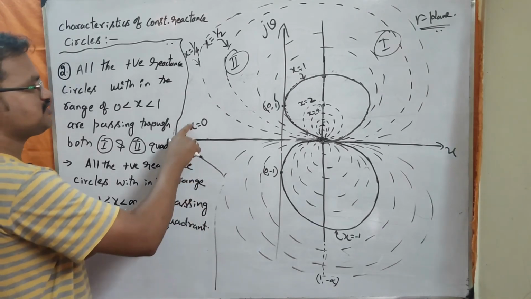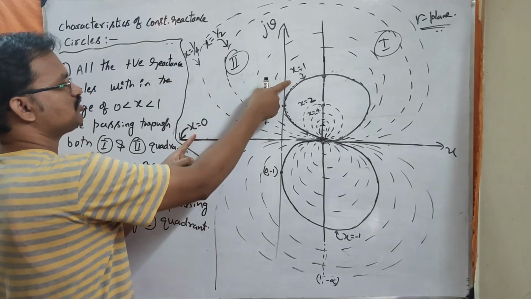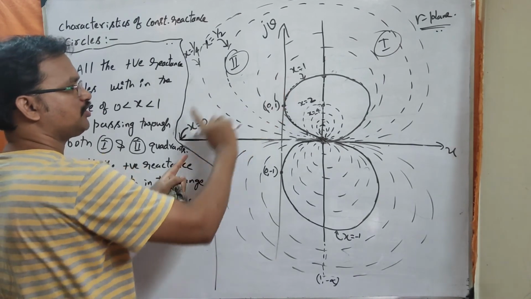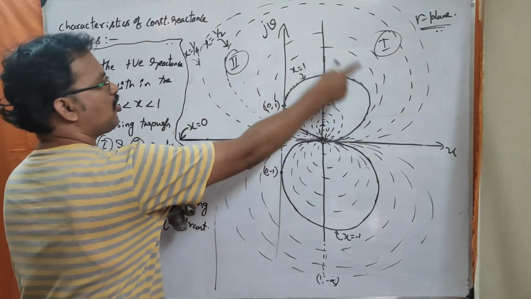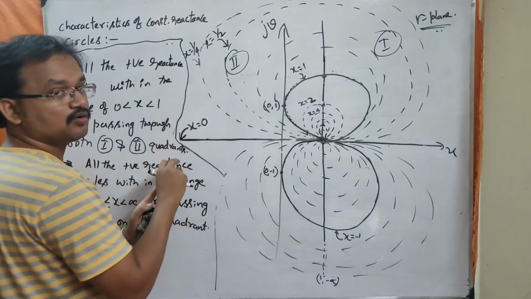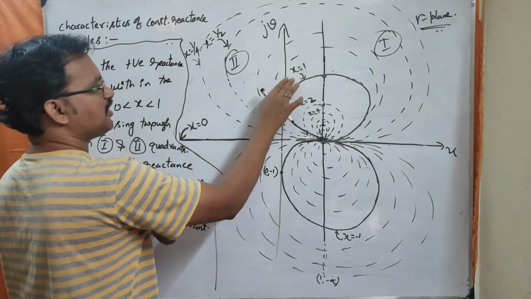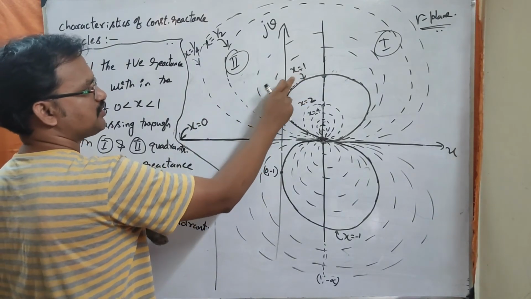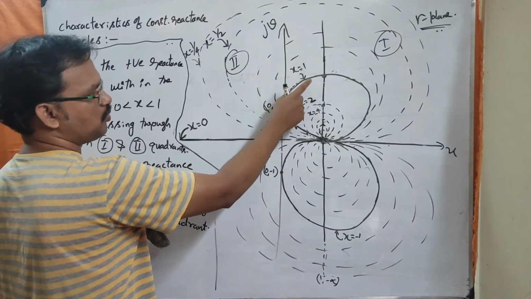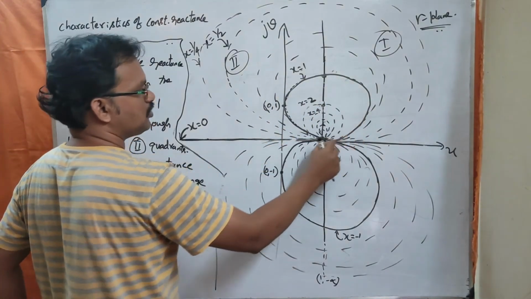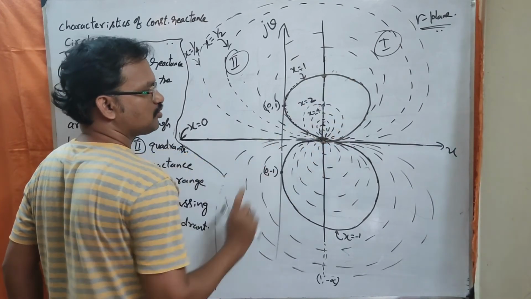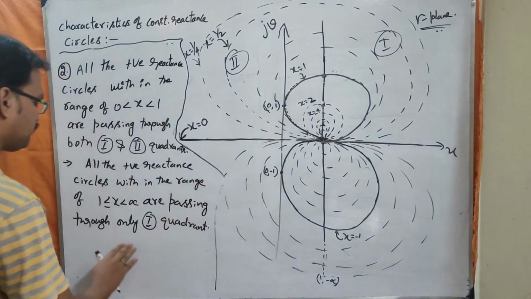So if x is varying between 0 to 1, not including 0 and not including 1, then within this range all the positive reactance circles are passing through both the first quadrant and second quadrant. Once x becomes greater than or equal to 1, then for x greater than or equal to 1, all the circles are passing through only the first quadrant. Understood? So that's what we have written here.